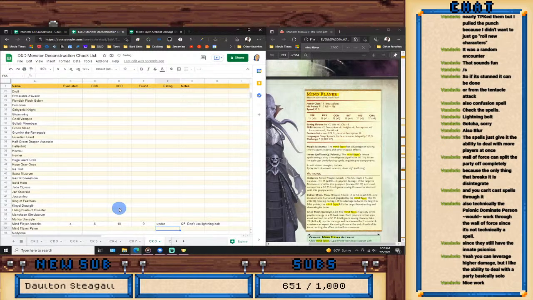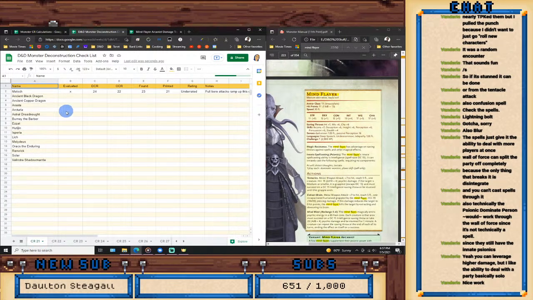Alright. And then the Lich at CR 21 I found to be pretty much right on. And I don't remember the values for that, but at least we have an even rating there. Alright, cool.